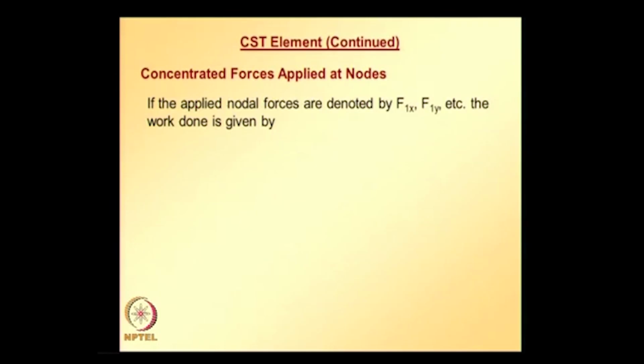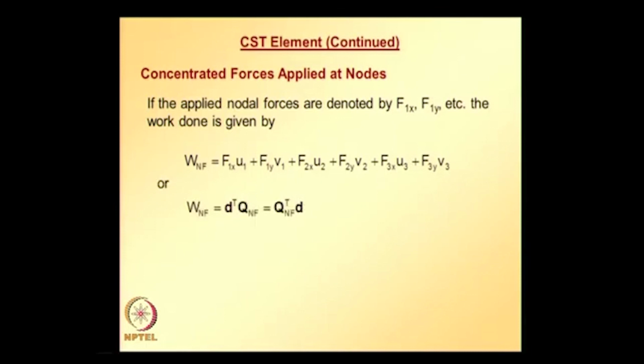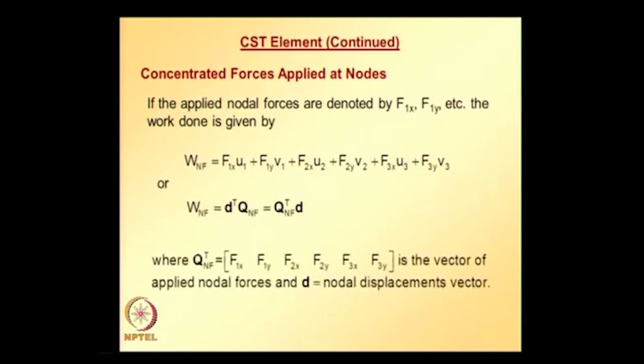So, now this is about strain energy, and now we need to look at work done by the applied forces. Concentrated forces applied at nodes are very simple. If applied nodal forces are denoted by F1x, F1y, etc., that is the nodal force applied at node 1 in the x direction and the nodal force applied at node 1 in the y direction, then the work done is simply the product of the force at that node in the corresponding direction and the displacement, summed up. This gives the work done by the applied concentrated nodal forces, and it can be compactly written like this, where a vector consisting of nodal forces is defined and d as usual is the nodal displacement vector.